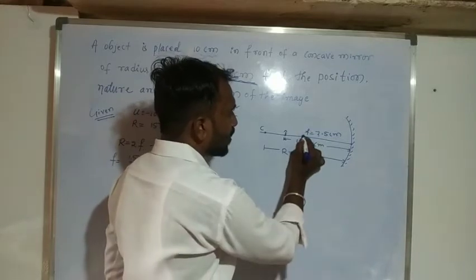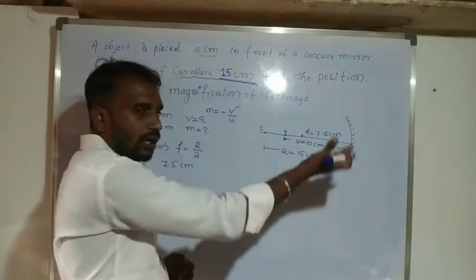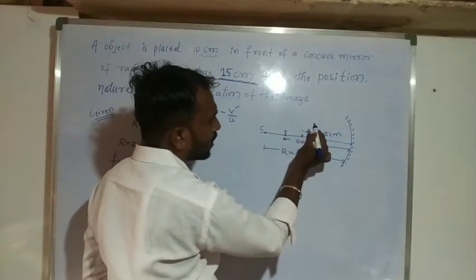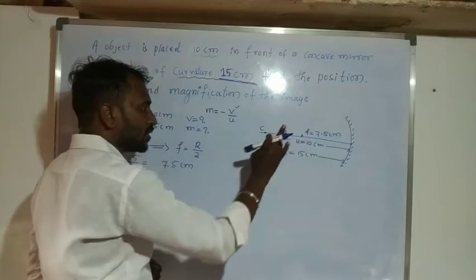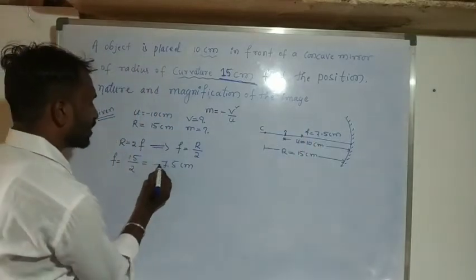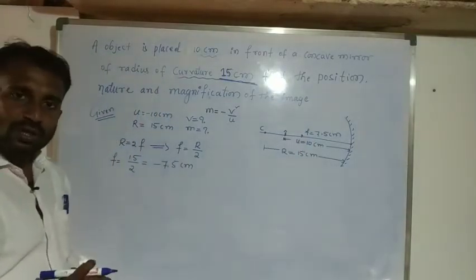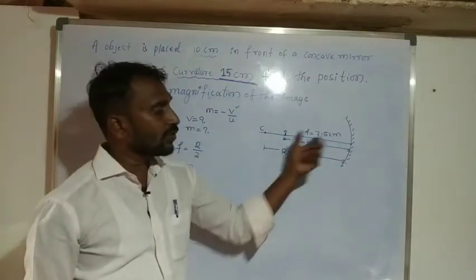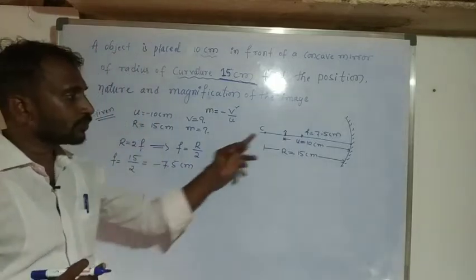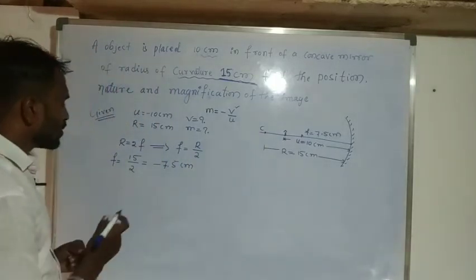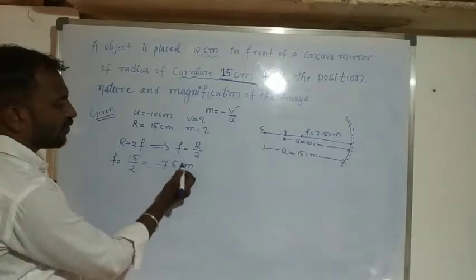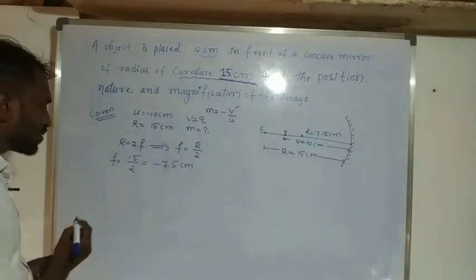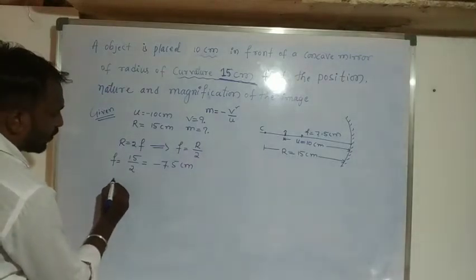This one is opposite to the direction of the incident ray, so this focal length we consider negative. Why? Because it is opposite to the direction of the incident ray. In a concave mirror, the focal length is always considered negative. So here we get a focal length of minus 7.5 centimeter. Next, we want to find the image distance, so here we consider the mirror equation.